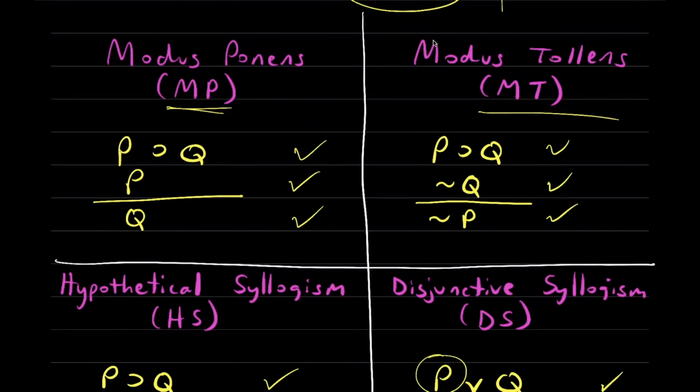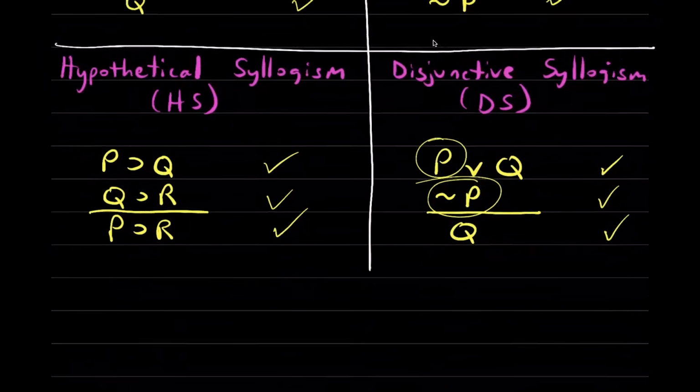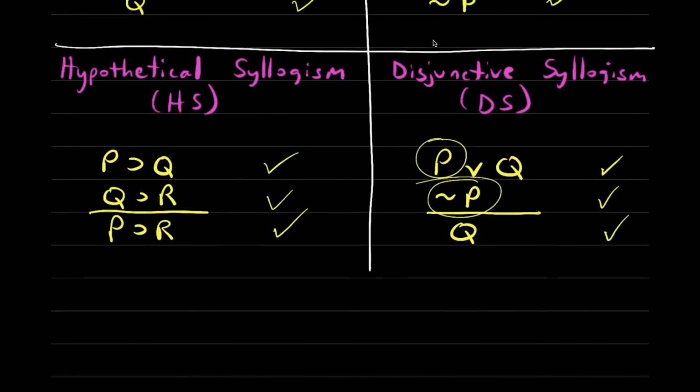Modus Tollens, MT, says if P implies Q, and if you have the negation of the consequent, not Q, you know that the negation of the antecedent, not P, has to be the case. Down here, hypothetical syllogism. Basically, there are two conditionals where the antecedent of one is the consequent of the other. In this case, P implies Q, but Q implies R, so you know that if P is true, then R has to be true. You get another conditional, P implies R. That's hypothetical syllogism, or HS.